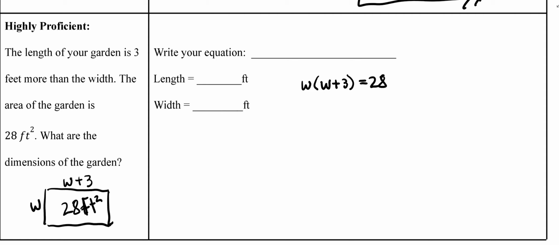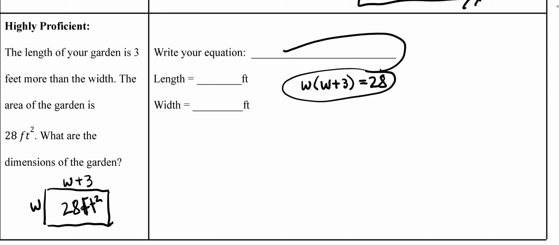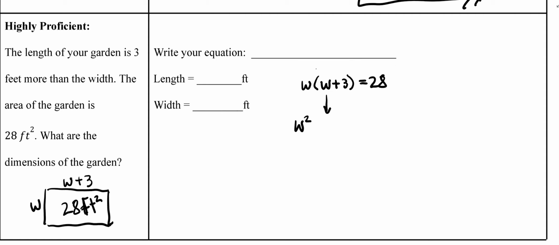And you could write that. That's one of the equations you could write in here. Write your equation. Well, that's an equation. But we can't solve it like that because we don't have a property for 28, but we do have a property for 0. So what I'm going to do is multiply. W times W is W squared, just using the distributive property. Or W times 3, and that'd be 3W. And this is all equal to 28.